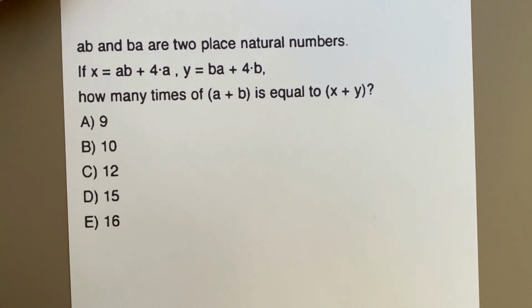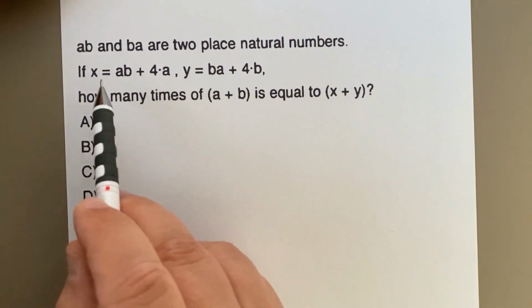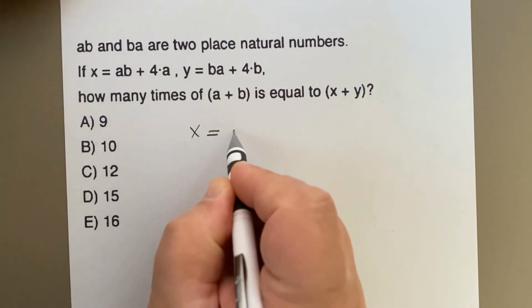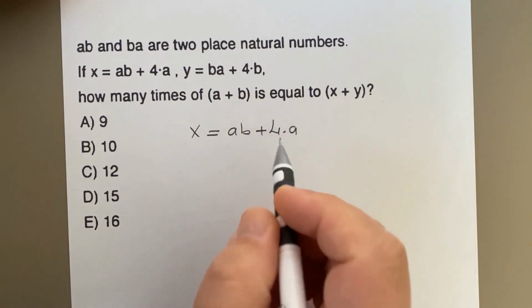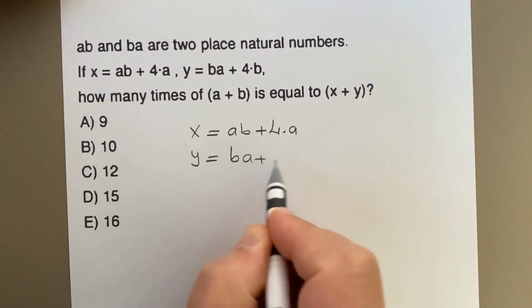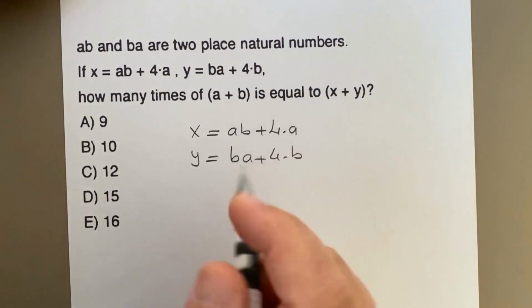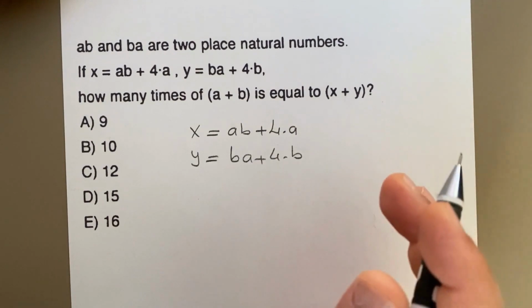AB and BA are two-digit natural numbers. X equals AB plus 4 times A, and Y equals BA plus 4 times B. It asks how many times X plus Y is equal to A plus B.